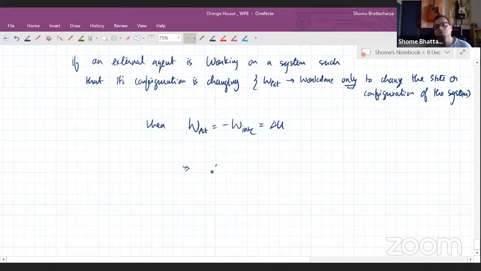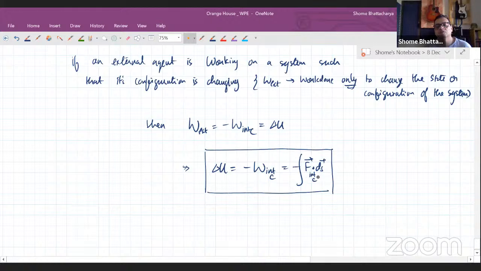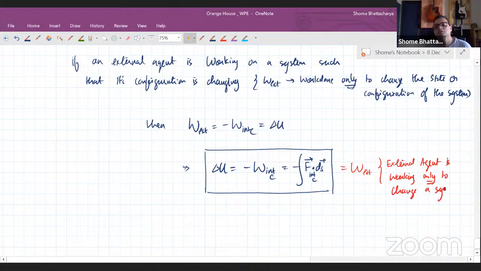So from this, the proper definition of delta U is the negative of the work done by the internal conservative force, or minus F dot ds for the internal conservative force, from initial to final position. This quantity will also equal the work done by the external agent, provided the external agent is working only to change a system's state. That is, he's not doing any work against any other force, like a non-conservative force, or to change the kinetic energy of the system. He's doing work only to change the state of the system. Now let us apply this concept to a couple of systems and understand it in more detail.